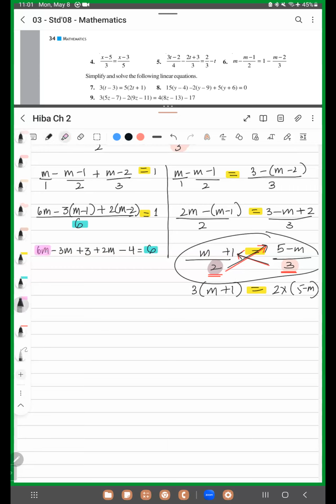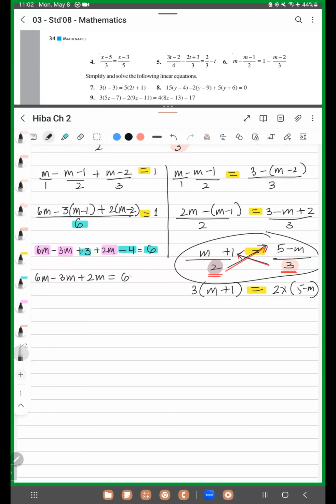Like terms. ठीक है? 6m minus 3m plus 2m plus 3 minus 4 is equal to 6. अब 3 और 4 को दूसरे साइड पे भेज दीजिए ना. अब तो हमारे दूसरे साइड पे एक साथी है, 3 और 4 का साथी बैठा हुआ है दूसरे साइड पे. हम 3 और 4 को भेज सकते हैं उधर. समझ में आई बात?